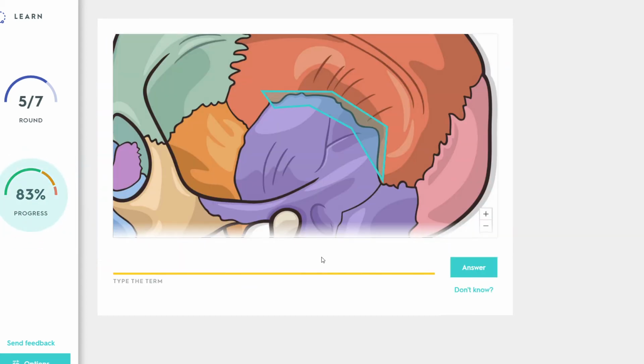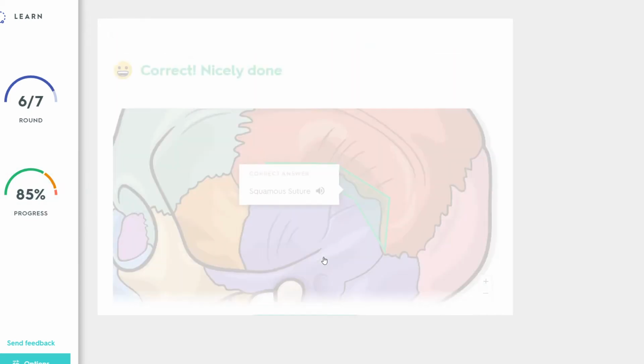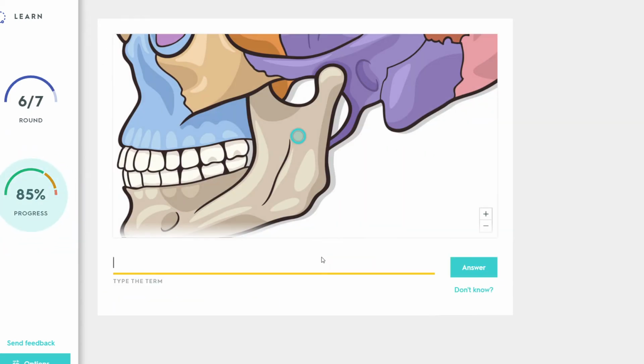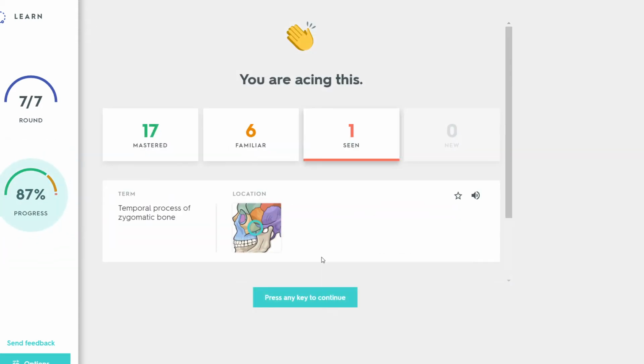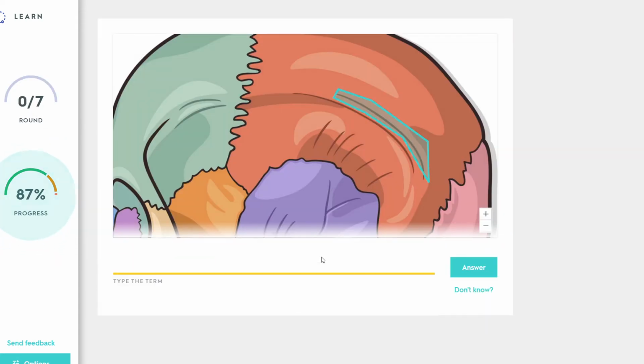Yes. And you are the squamous suture. Yes. Okay. This is the mandible, your jaw. You are acing this. You guys are watching me learn my skull. Thank you. We're almost there. We're almost at 100. Let's go.